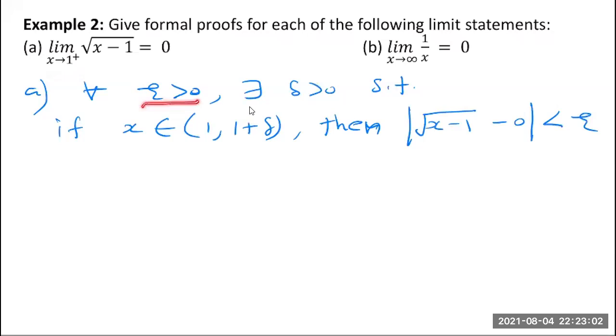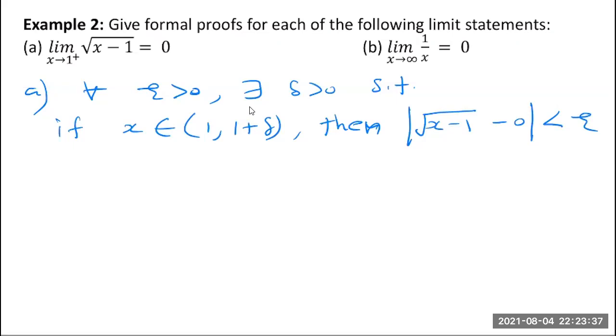For all epsilon greater than 0, there exists delta greater than 0 such that if you take your x from this right part of the neighborhood, remember I take the right part of the neighborhood because I'm talking about the right limit here, as x approaches 1 on the positive side, then the absolute value of f of x minus L, where L is 0 in this case, should be less than epsilon. This is the formal statement. So how do you give the proof?